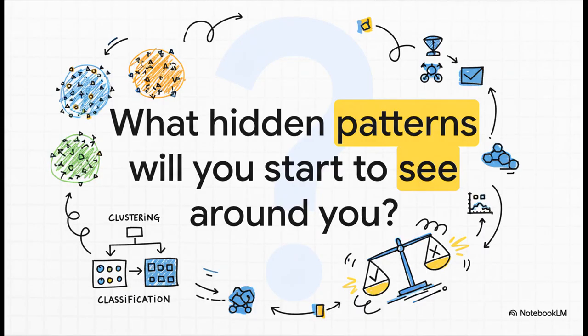That's your first basic data science toolkit, with just these three core ideas: finding groups, making predictions, and then grading the results. You now have a brand new lens to see the hidden logic that's shaping our entire digital world. So now the question is, what hidden patterns and predictions will you start to see in the world around you?